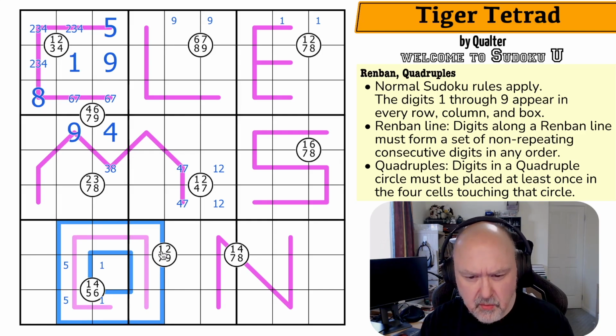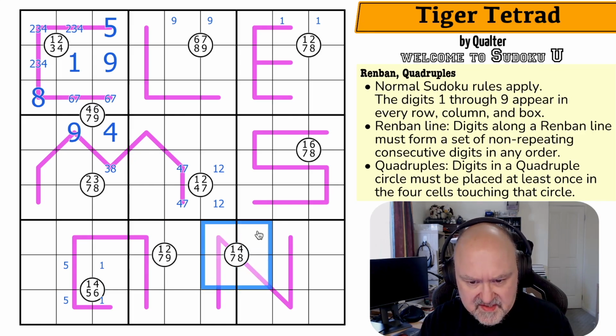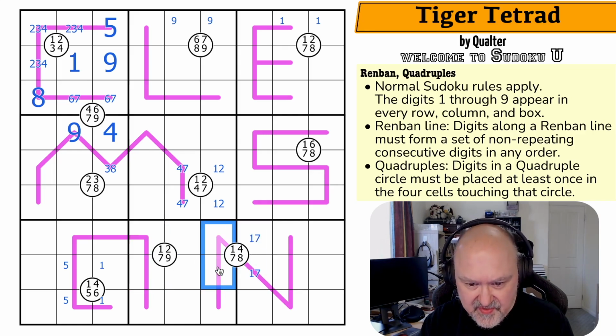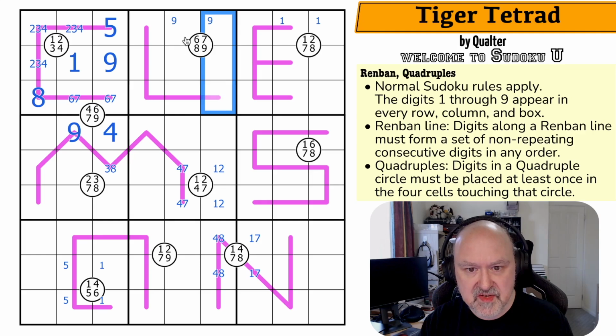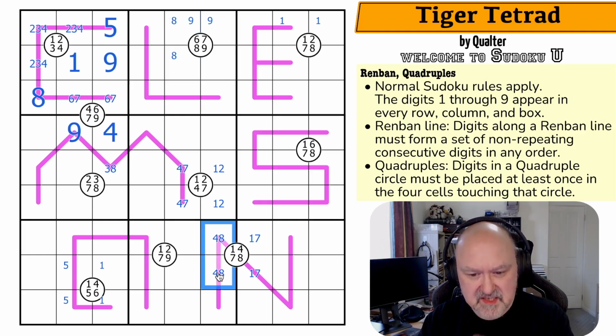Not sure how to... Oh, one thing I can do is I can say 7 is in one of those. Oh, this is a 1-7 pair. Because 1 and 7 have to be around this quadruple, but I can't put 1 or 7 here because in this box, the 1 and the 7 are around that quadruple. So this is 1-7 and this is 4-8. And if this is 4-8, the 8 is looking up saying around this quadruple, 8 is in one of those two. But 4 and 8 must be on this line.